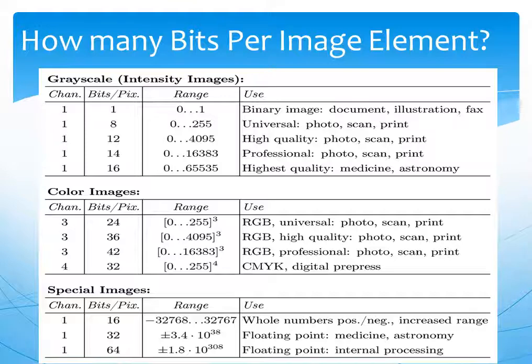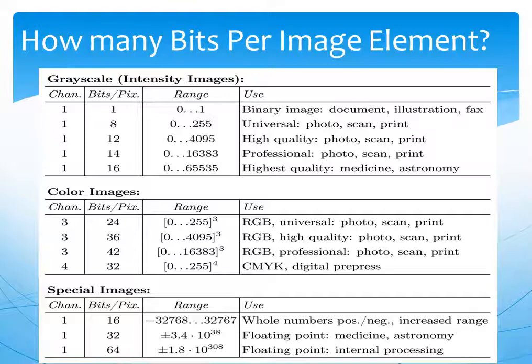So all these were for grayscale intensity images. Now if we look at color images, the very simple RGB universal photo, scan, print requires 24 bits per pixel. So it is equivalent to the universal 8 bit for grayscale. As here three components are there, one is the R component, another is the green component, and another is the blue component.